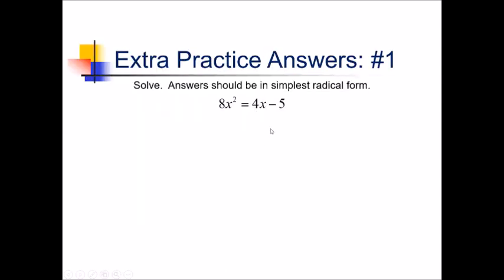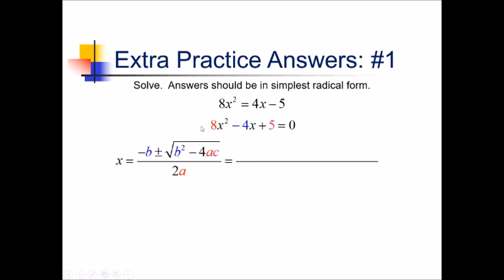For this problem, this one looks kind of nasty to even think about factoring. I'm just going to move everything over to the left and use the quadratic formula on this. So we'll have 8x squared minus 4x plus 5 equals 0. I have an a value of 8, b of negative 4, c value of 5. And here's my quadratic formula: negative b plus or minus square root of b squared minus 4ac all over 2a.